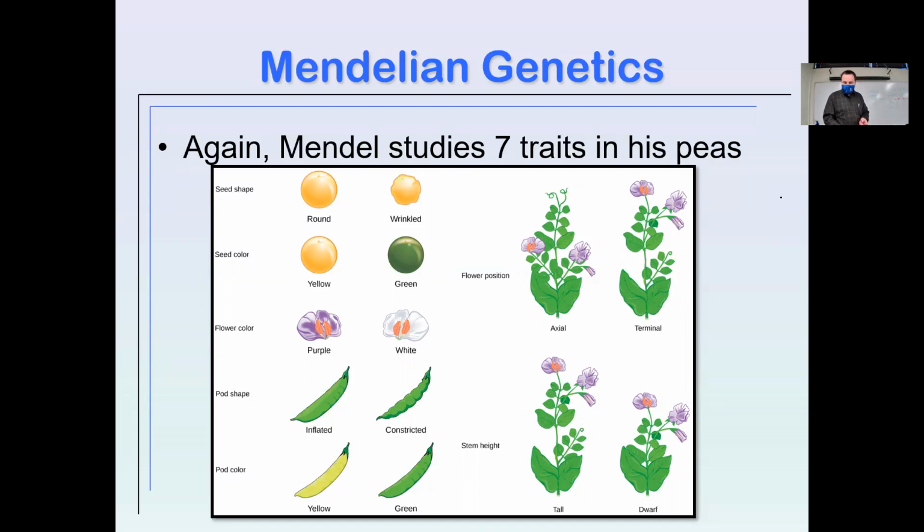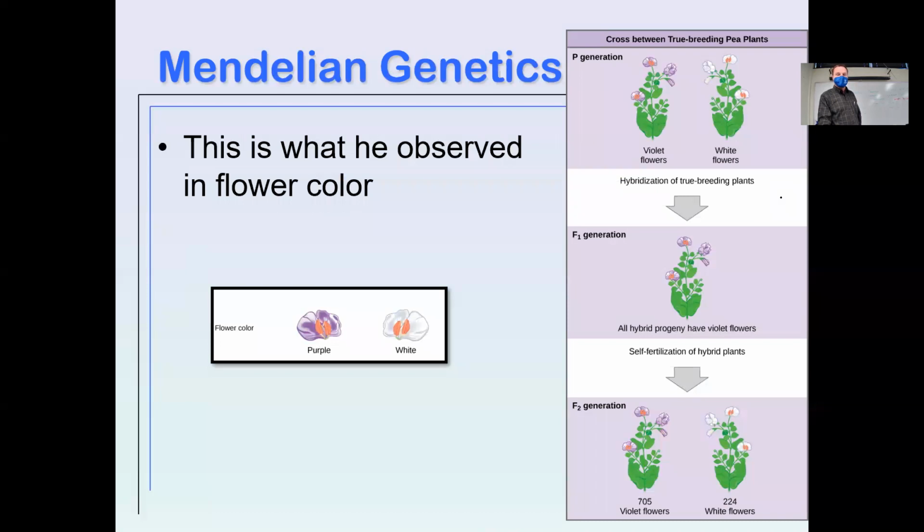And he tried to figure out if he could measure how the genes, or how these traits, were being passed from one generation to the next. So we just crop that out. Let's just talk about the flower color first, which I think in your text is what they start with as well.